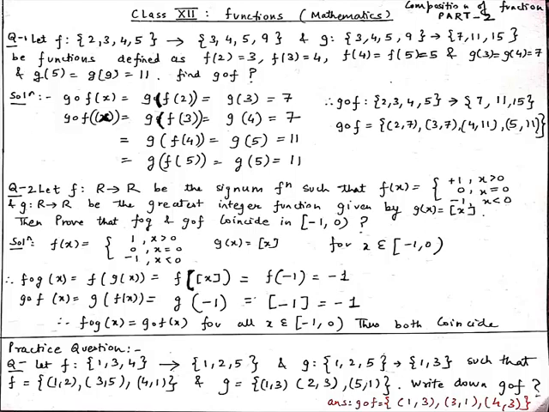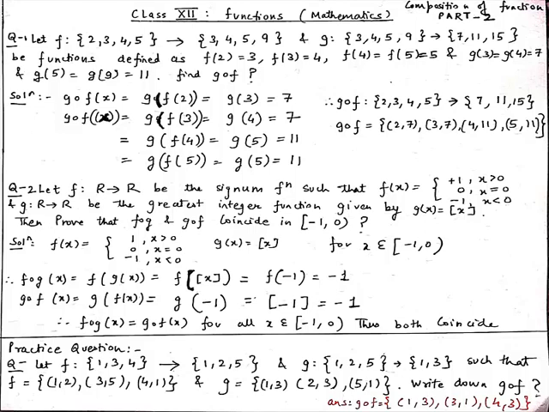So our first question for today is: let function f from {2, 3, 4, 5} to {3, 4, 5, 9} and a function g from {3, 4, 5, 9} to {7, 11, 15} be functions defined as f(2)=3, f(3)=4, f(4)=f(5)=5, g(3)=g(4)=7 and g(5)=g(9)=11. We have to find gof function.